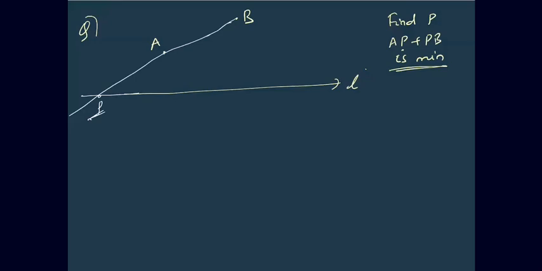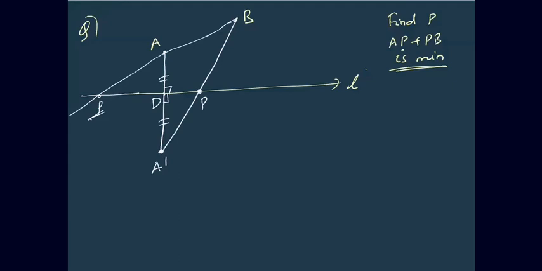So now what I'm doing here is taking the reflection of point A in this line L. Let us call that point A dash. Since it is a reflection, these distances are equal, that is, AD is equal to DA dash. And now I'm joining B and A dash.